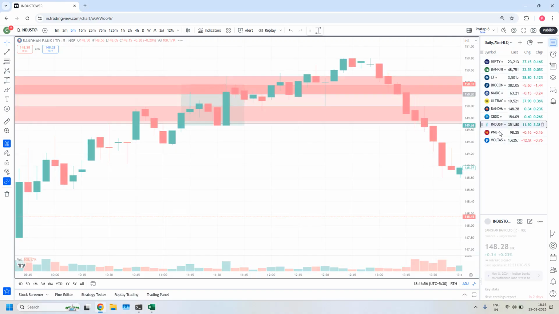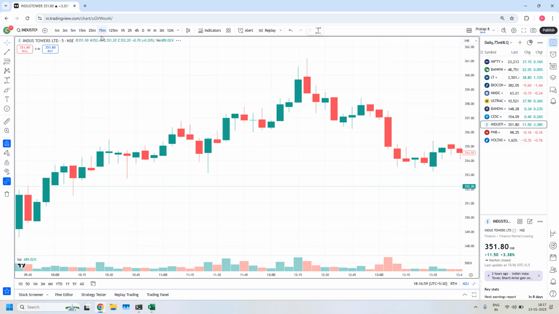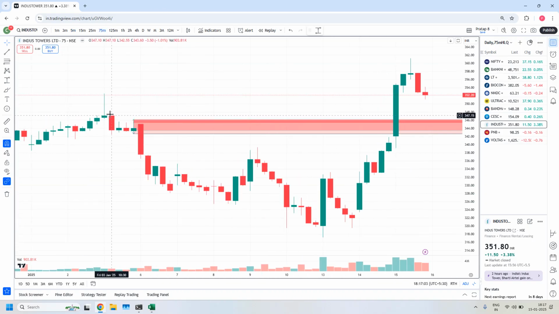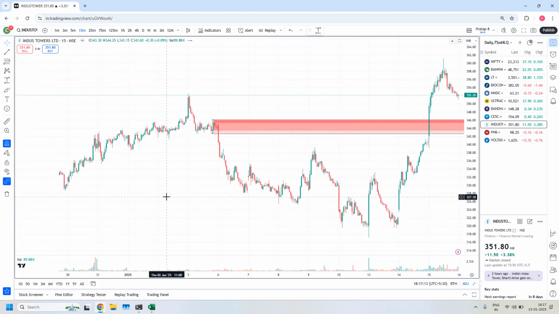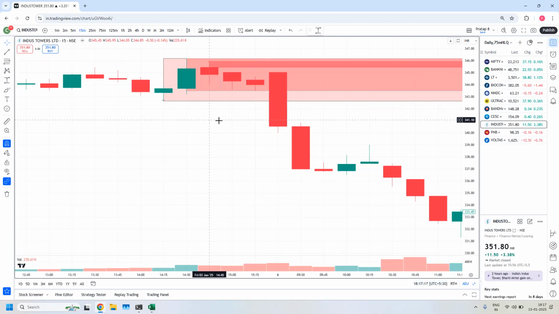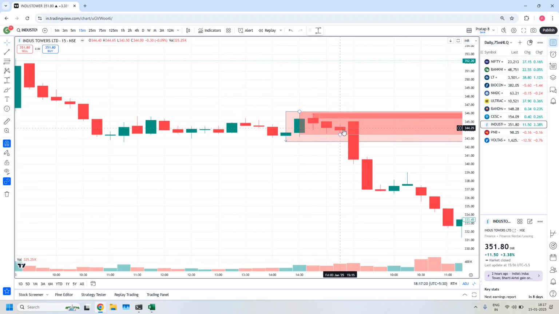In Indus Tower, this is a 75-minute supply zone and this is the one stopped out today. See here we have a drop, 3 base candles and drop. This one is stopped out today. Okay, how did I fine tune? Let me go to the 15-minute time frame. In the 15-minute time frame we have a 15-minute zone rally. You have 1, 2, 3 base candles and a drop candle, follow-through candles. Everything is good, excellent structure. And this 15-minute zone is again fine tuned with the 5-minute time frame.